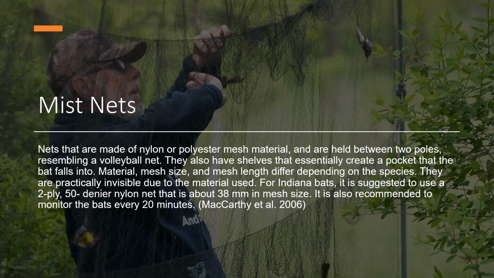For Indiana bats, it is suggested to use a 2-ply 50 denier nylon net that is about 38 millimeters in mesh size. It is also recommended to monitor the bats every 20 minutes, according to McCarthy et al.